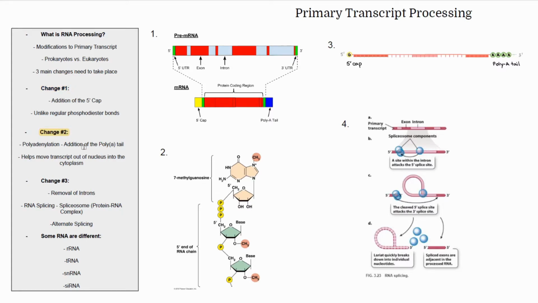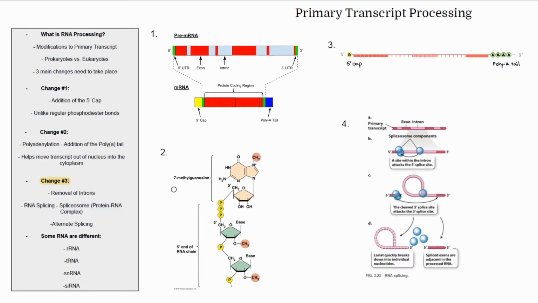The next modification that takes place is the addition of the poly-A tail, also known as polyadenylation. This is the addition of around 250 adenosine-based ribonucleotides to the 3' end of the primary transcript. Now, much like the 5' cap, this poly-A tail allows for the stabilization of the primary transcript. However, it also plays a huge role in the movement of the transcript outside the nucleus into the cytoplasm where the ribosome is. So it allows for the transport of the primary transcript outside of the nucleus.